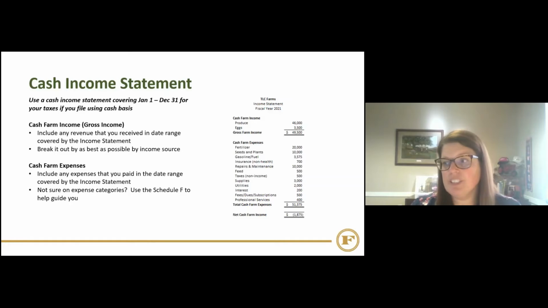So at the end, you'll see a net cash farm income. Once you have your income and expenses recorded, then you can calculate this. You calculate this by subtracting your total cash farm expenses from your gross farm income. So basically, income minus expenses equals net income.